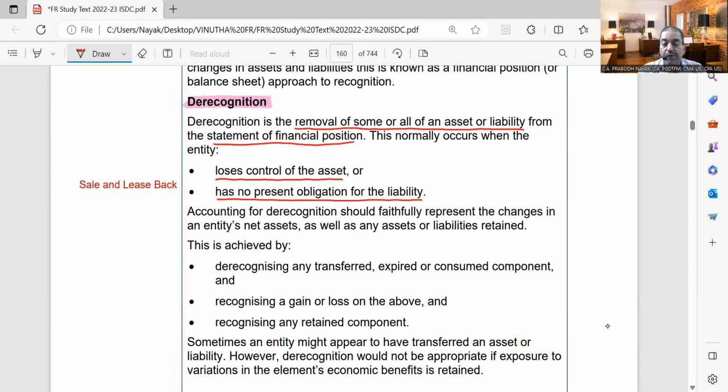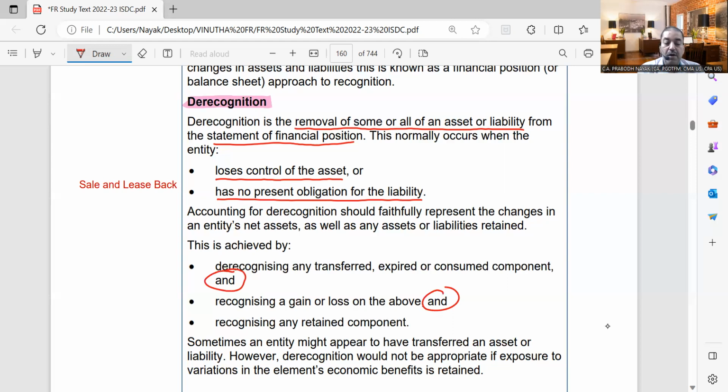Accounting for derecognition should faithfully represent the changes in the entity's net assets, as well as any assets or liabilities which are retained. So that means if there is any asset that we have sold during the year and we have lost control of that asset, in that case, it has to be removed from the financial statements and the effect of that removal should be shown also. This is achieved by three things. First, derecognizing any transferred, expired or consumed component. And the word is and, that means there are three conditions. They are not optional, they are compulsory. So derecognizing any transferred, expired or consumed component, that means removal of that particular component from the financial statements.